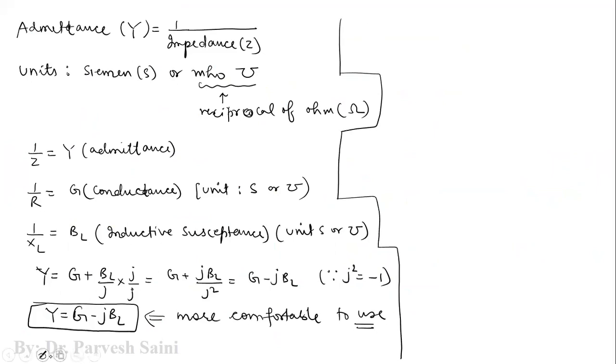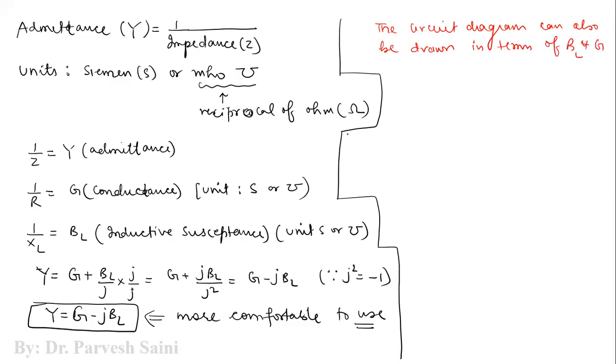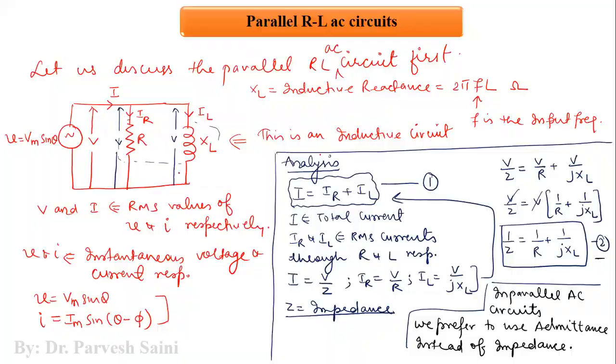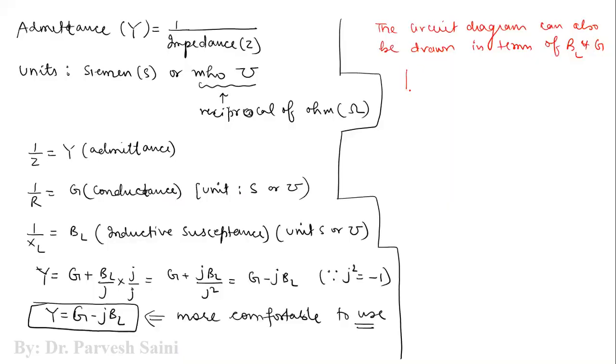So the circuit diagram can also be drawn in terms of BL and G. So we'll take the same circuit diagram as drawn here. So instead of using R and XL, we will use BL and G. So the things will remain same as it is. Nothing will change.